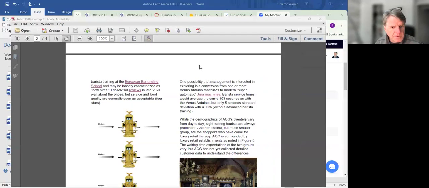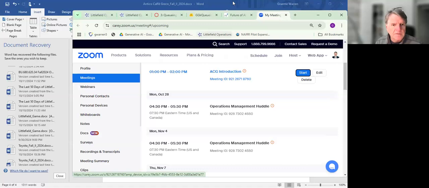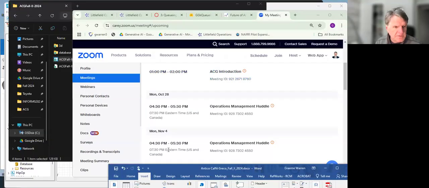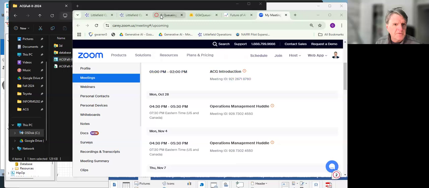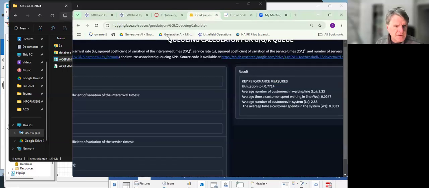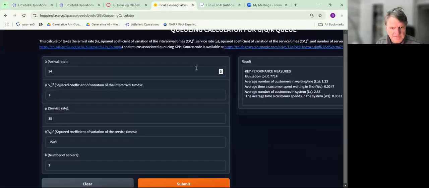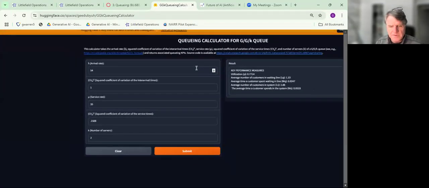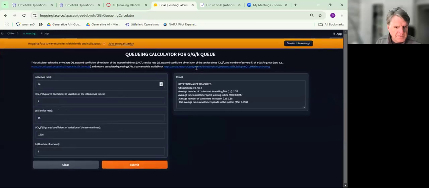All right, so I want to pivot here. Now, this GGK calculator is linked in the analysis, in the canvas, and also in the case. And I want to lay out for you how we're going to analyze this first one.